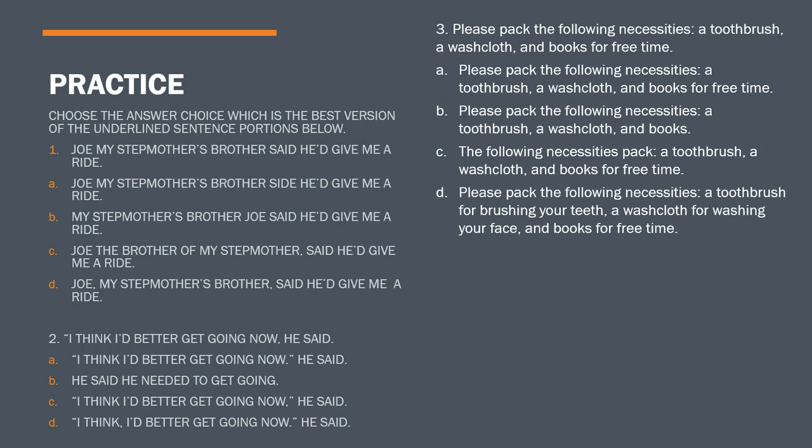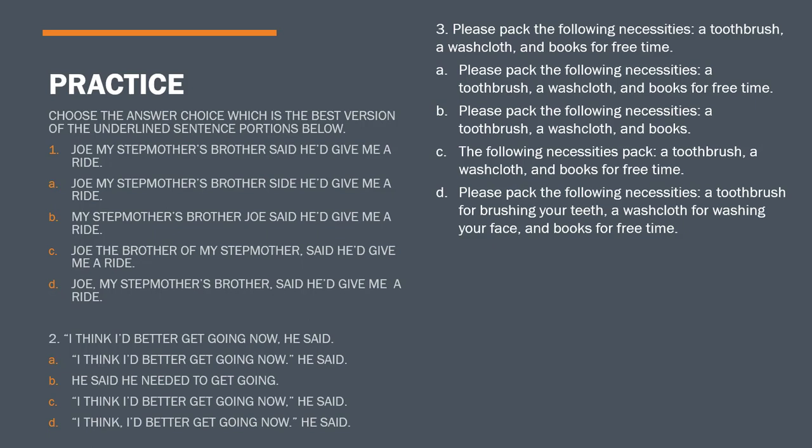If we took out stepmother's brother and just read the sentence, Joe said he'd give me a ride, it is a perfectly good sentence. But because we have those commas there, it's a description of Joe. This is known as an appositive. All right, sentence 2. I think I'd better get going now, he said. So let's pay attention because we've got quotations.